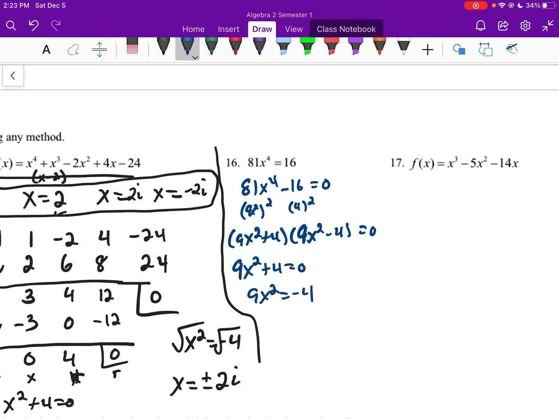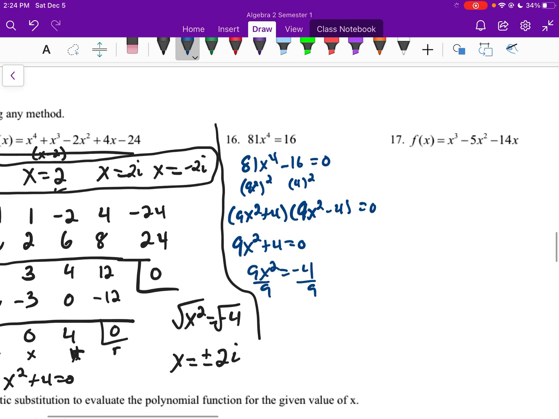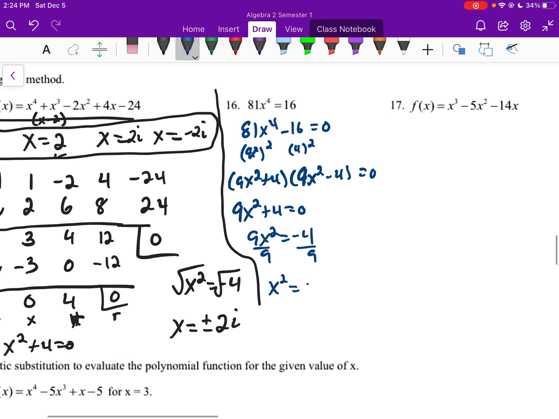So 9x squared equals -4. Divide by 9 and you get x squared is equal to -4/9. Taking the square root, you get x is equal to plus or minus. Square root of 4 is 2, square root of 9 is 3, and I took the square root of a negative also, so i.